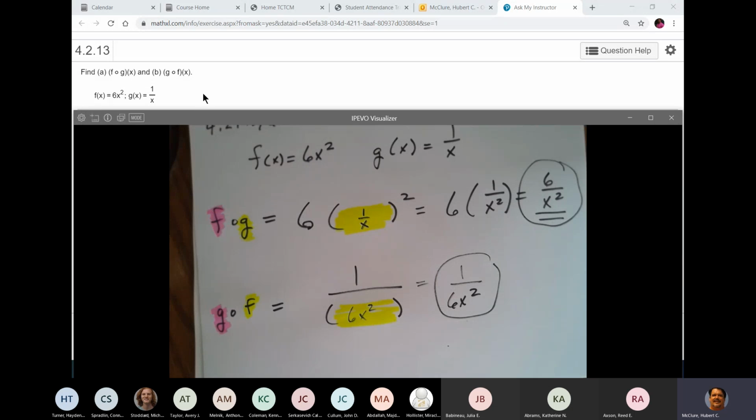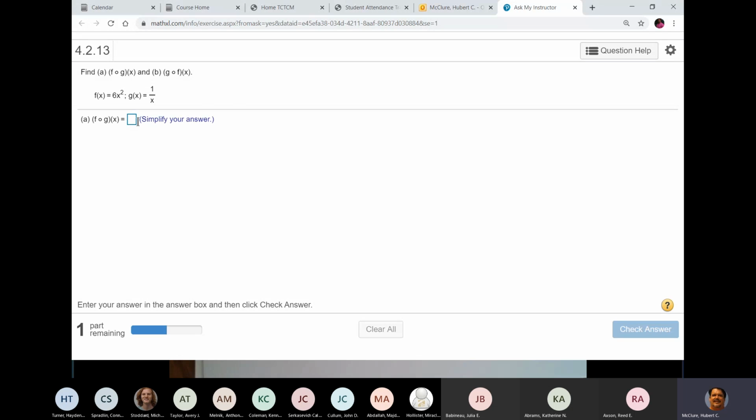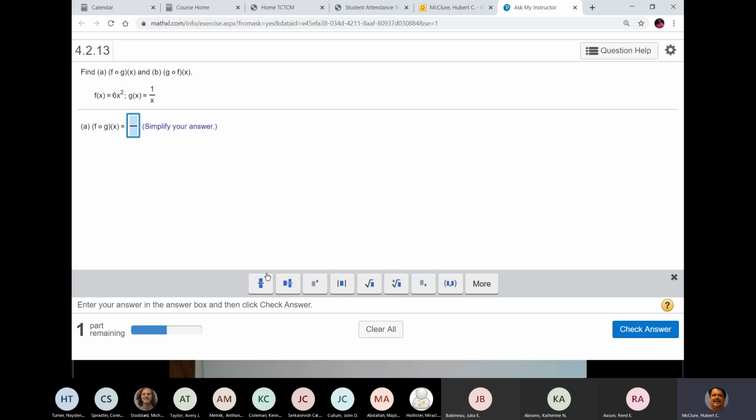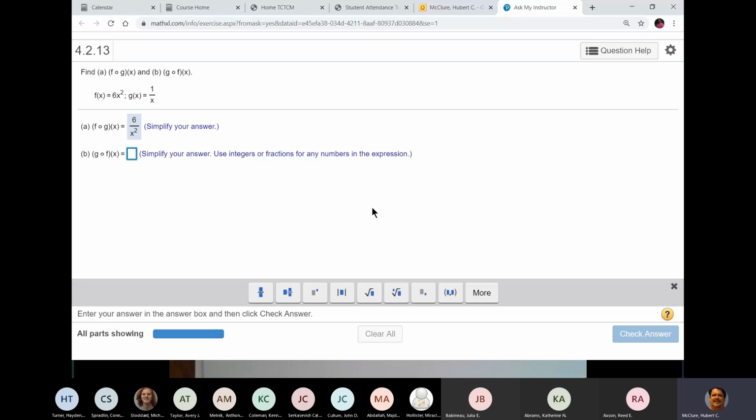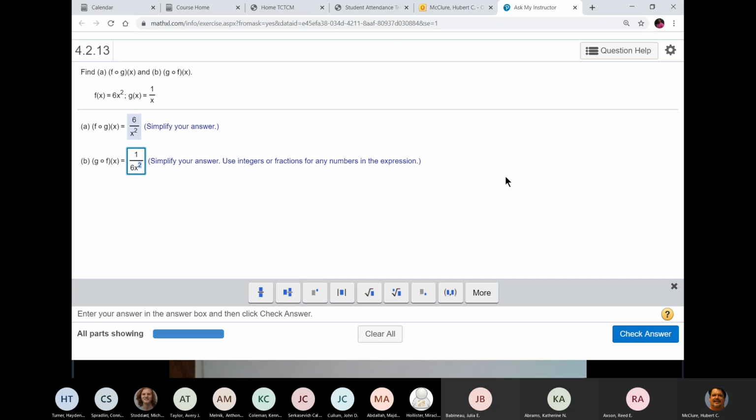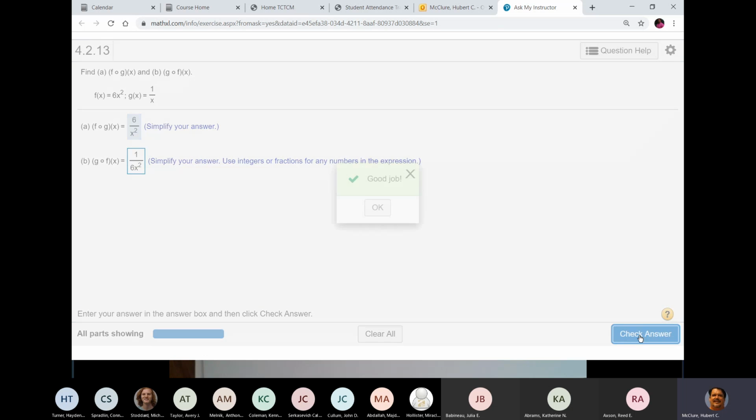Excuse me. So that would be 6 over x squared, and this one would be 1 over 6x squared. Another good test question.